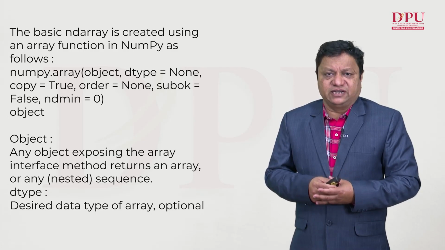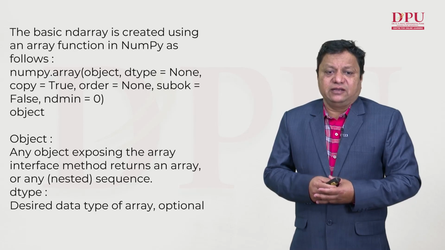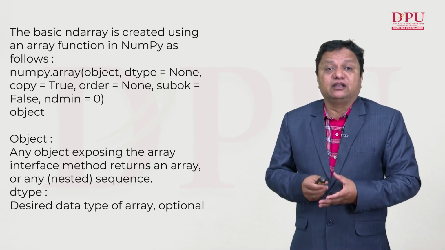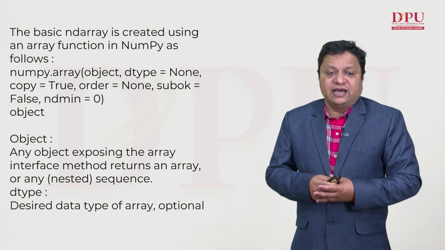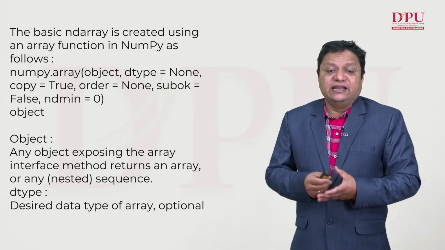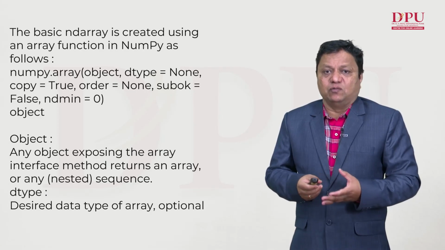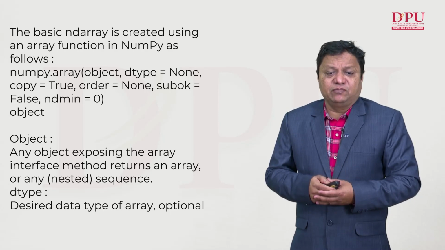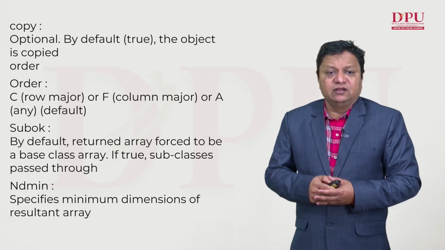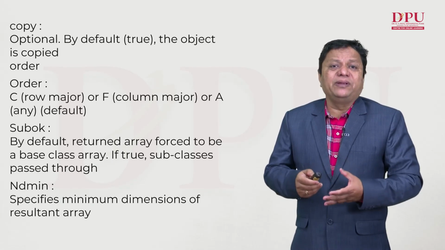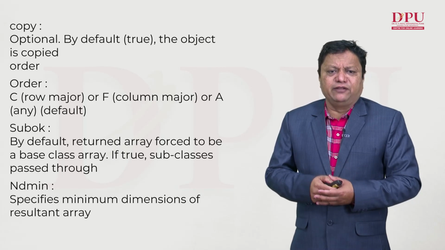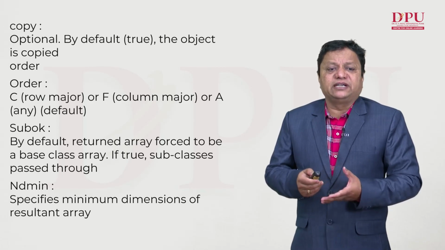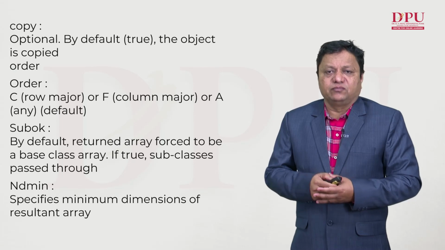First one is the object. Any object exposing the array interface method returns an array, or any nested sequence, that is the object. dtype, that is the desired data type of the array that you want to create, that is completely optional. Copy, the copy attribute is again optional and by default it is true. It decides whether the object is copied or not.